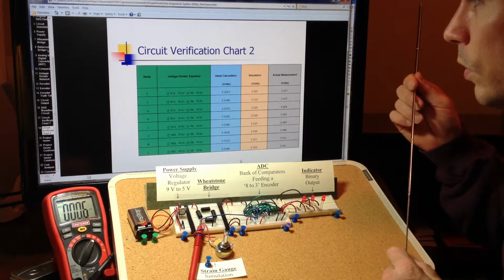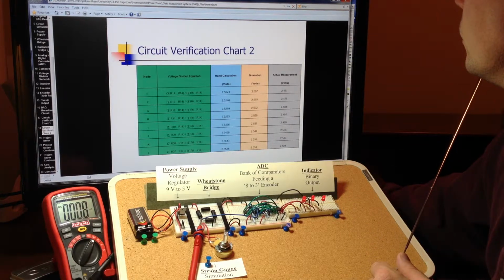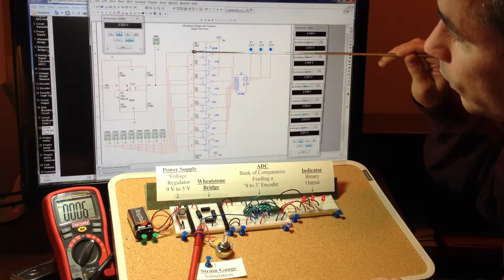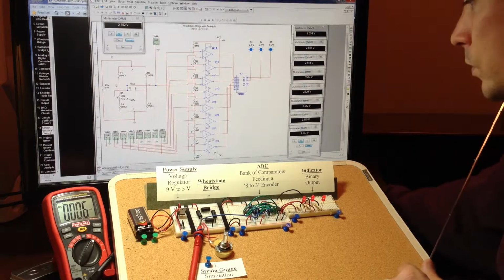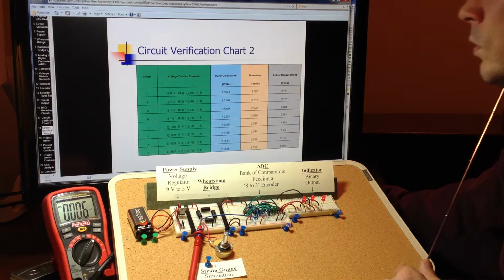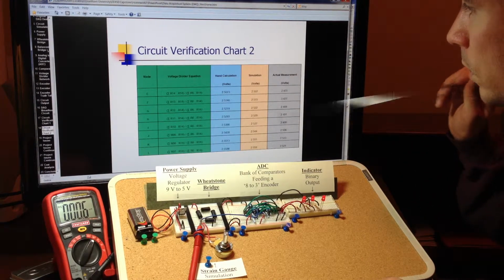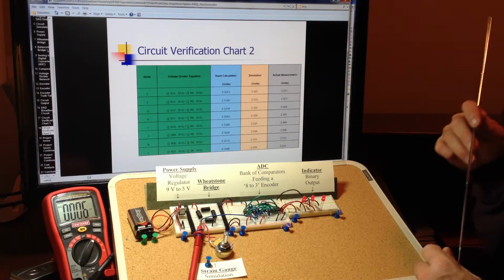This shows you the voltages at the voltage dividers. Here in the schematic, it would be these nodes here, and these as well. And the actual measurements were a little bit lower than the hand calculations and the circuit simulation.